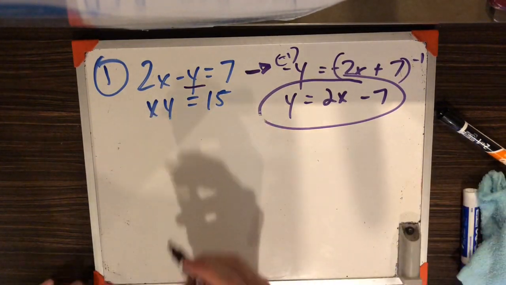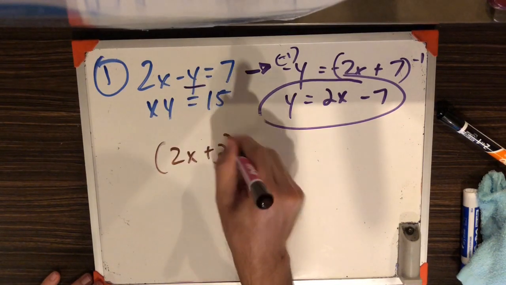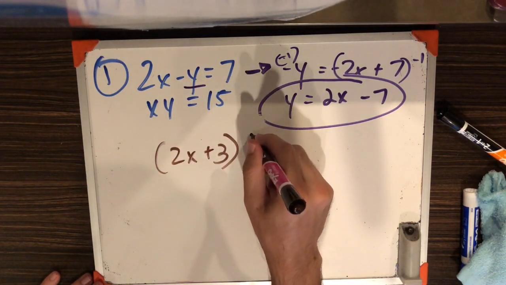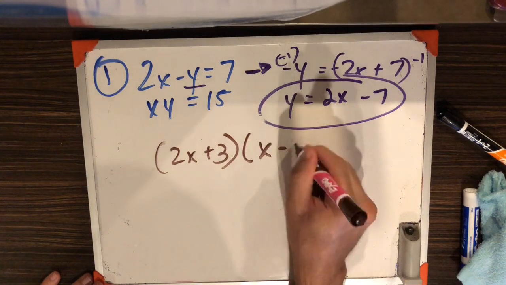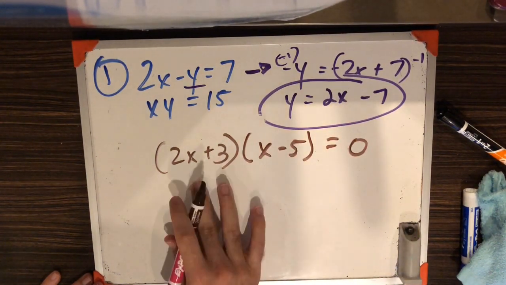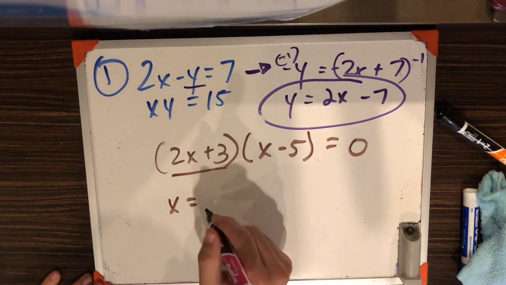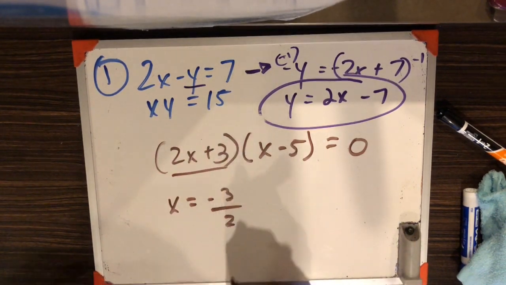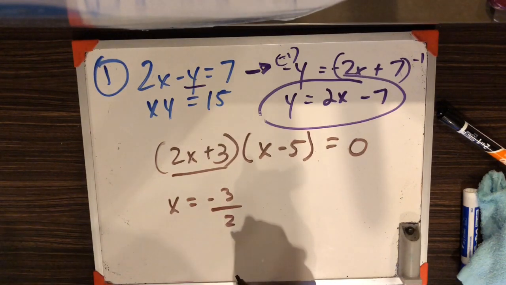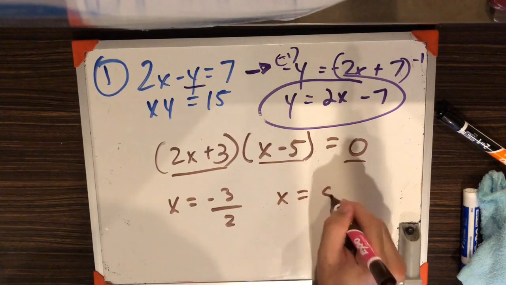All right, so I have 2x plus 3 as one of my factors, and x minus 5 as my other factor. All right, we set both equal to 0. We end up getting x is equal to negative 3 over 2. And we set this equal to 0. Well, that would just be x is equal to 5.